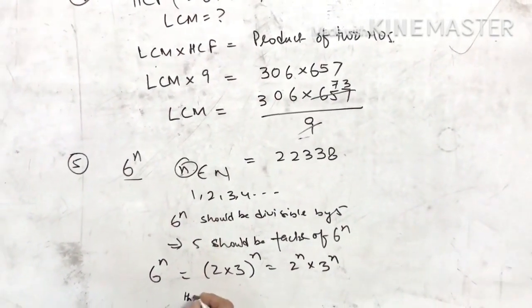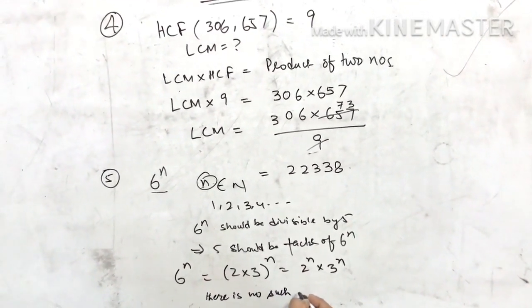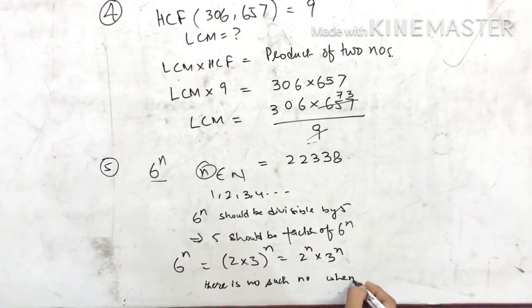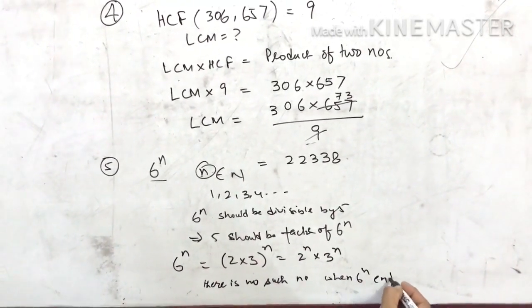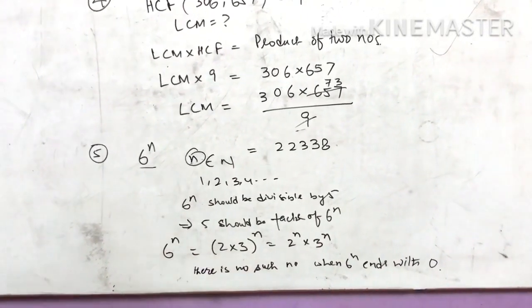So there is no such number when 6 to the power n ends with 0. It is not possible.